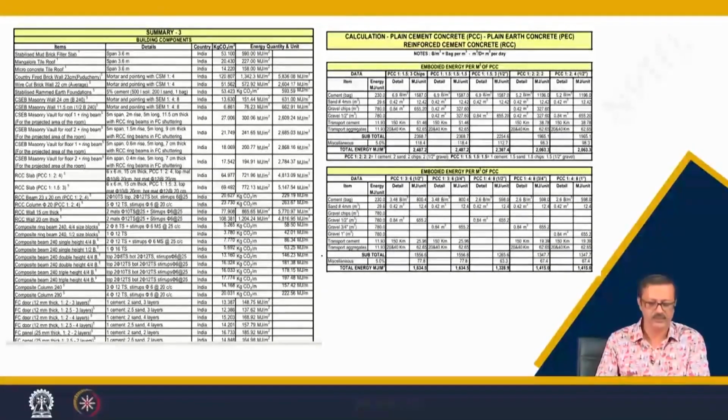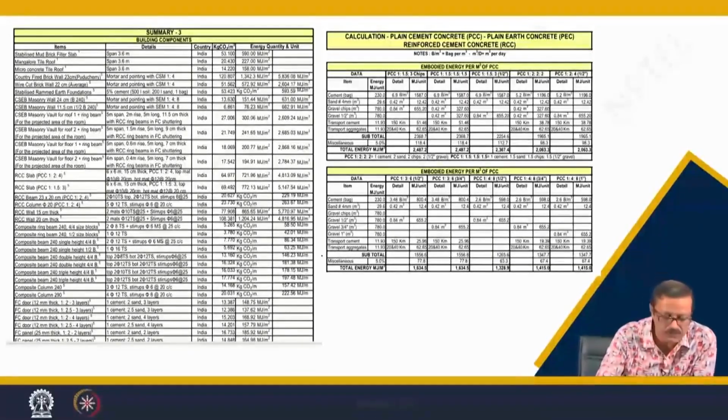I will provide this particular material in our forum. It is available freely on the internet also, you can download it, but I will provide it. I will request you to please go through this material and try to understand the energy footprint and the carbon footprint. It also gives the carbon footprint.